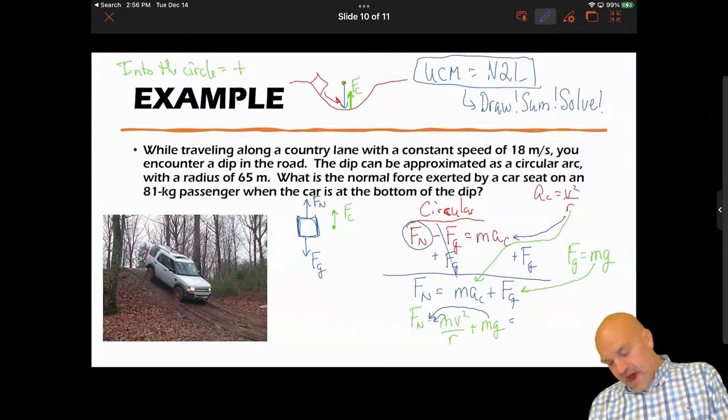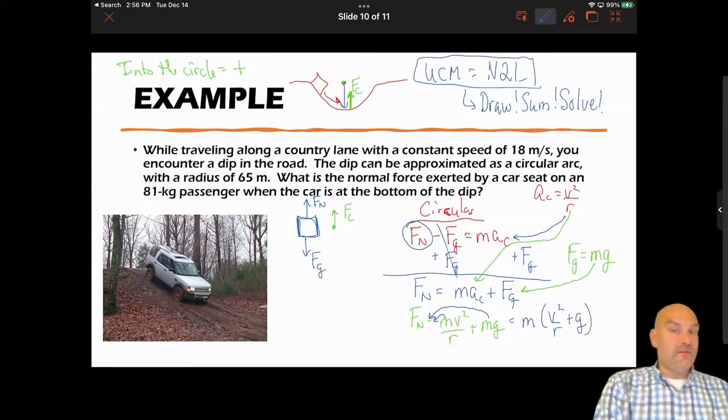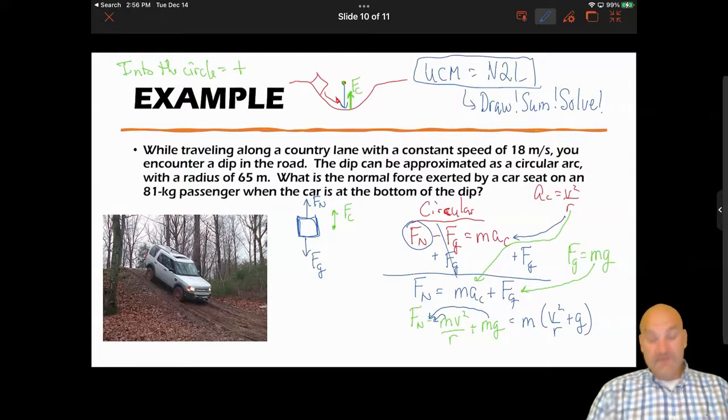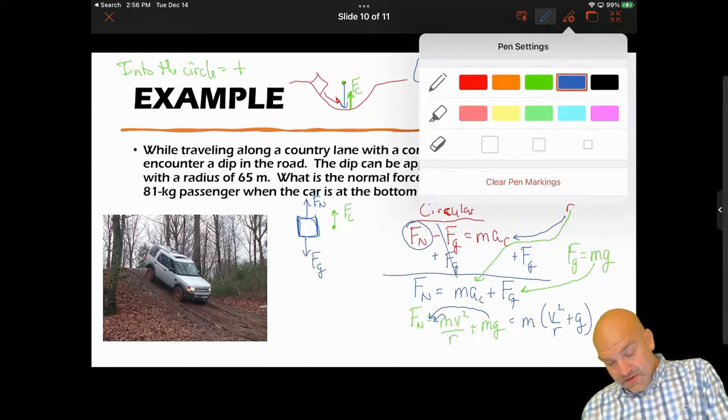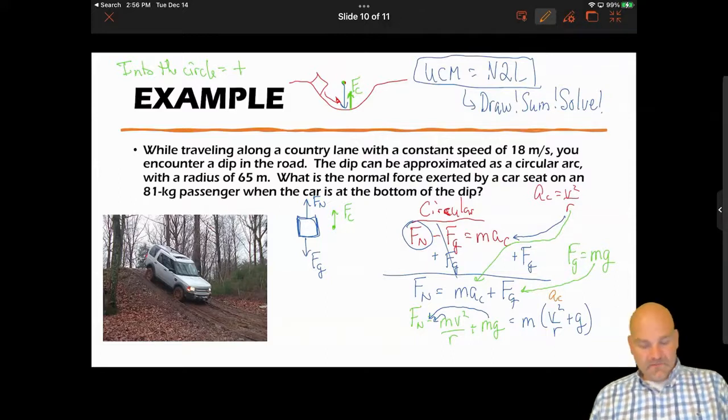And I end up with mass times v squared over r plus g. Looks very similar to when we did apparent weight, when we ended up with m times a plus g, or g plus a, g minus a. Very similar, right? Because remember, this is a. So it has the same look to it.